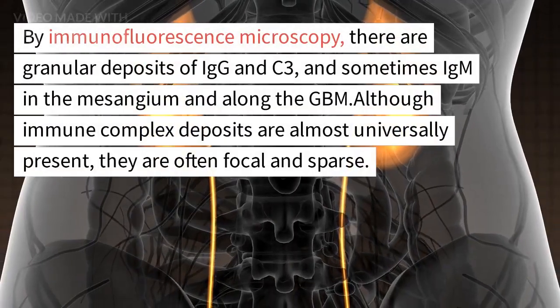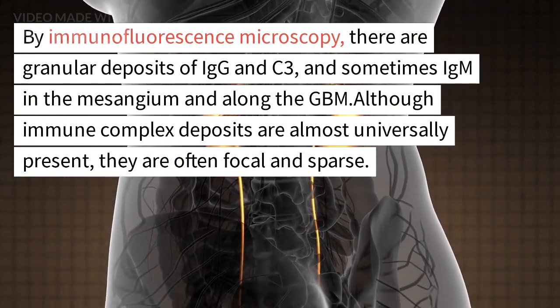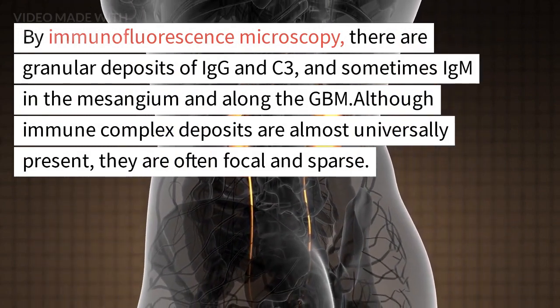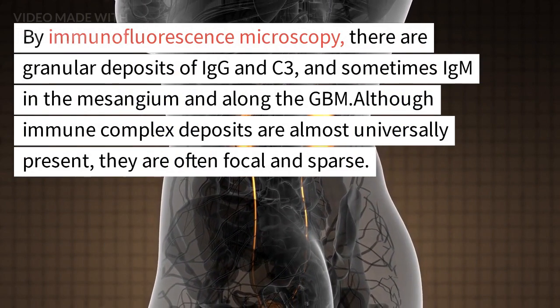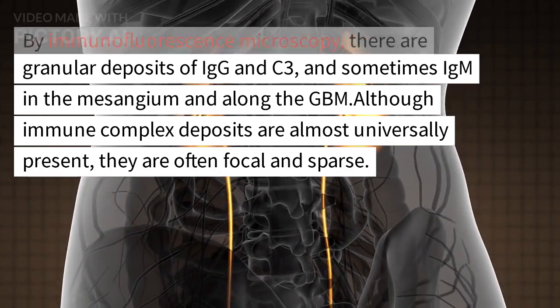By immunofluorescence microscopy, there are granular deposits of Ig and C3, and sometimes IgM in the mesangium and along the GBM. Although immune complex deposits are almost universally present, they are often focal and sparse.